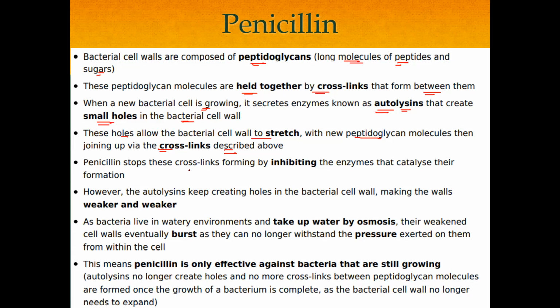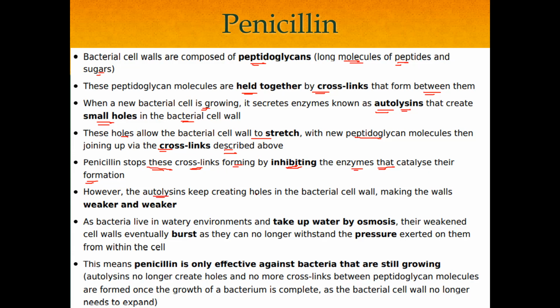What does penicillin do? Penicillin stops these crosslinks forming. ठीक है, वो crosslinks नहीं बनने दे रही है. But how is it being stopped? Because it is inhibiting the enzymes that catalyze their formation. Right? So the enzymes which are responsible for formation of these cross links, क्योंकि जब पेप्टिडोग्लाइकेन मॉलिक्यूल को आपस में बॉन्ड बनाना है, क्रॉस लिंक्स बनाने हैं, so that activity is also enzyme-linked. वो enzyme inhibit हो जाता है यहाँ पे. ठीक है, so it stops those cross links forming by inhibiting the enzymes that catalyze their formation.